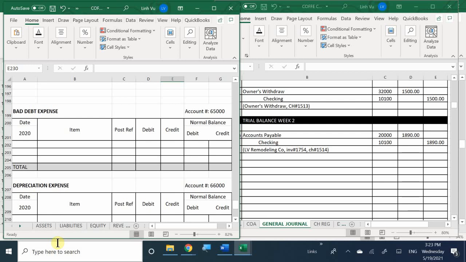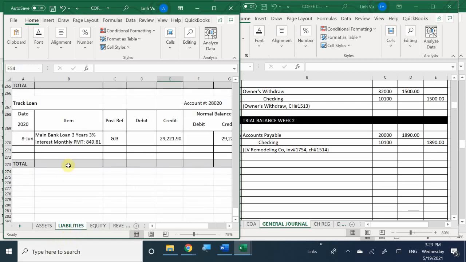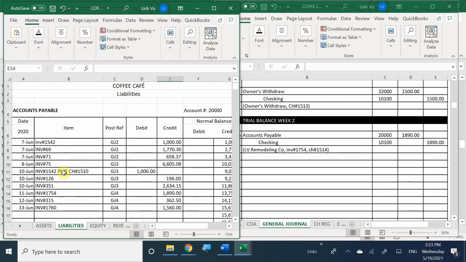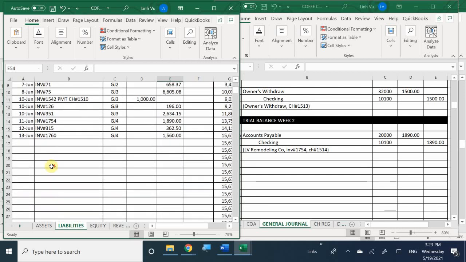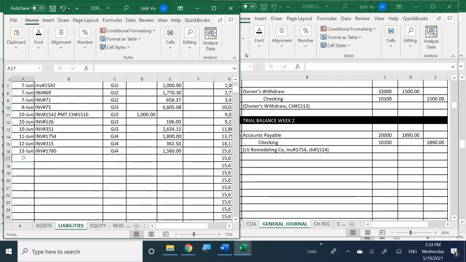And then we'd go to accounts payable. Okay. The date and the end. Oh, did we get? So should we have gone to the POs and put in the invoice number? Did we have a purchase order for this? No. Invoice 1754.